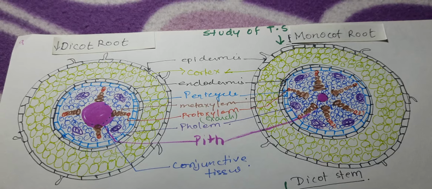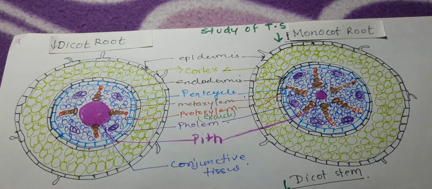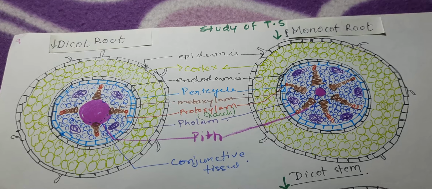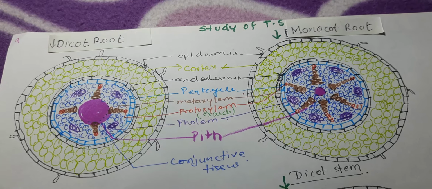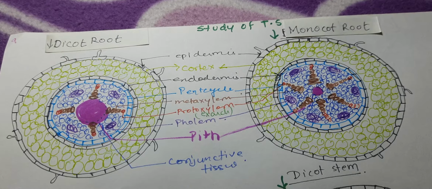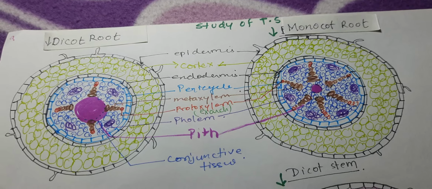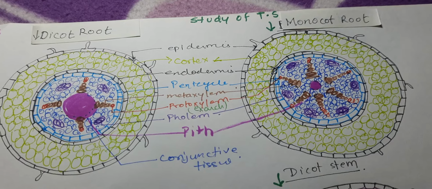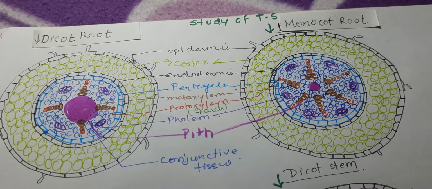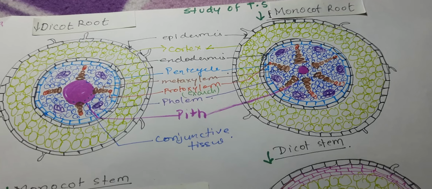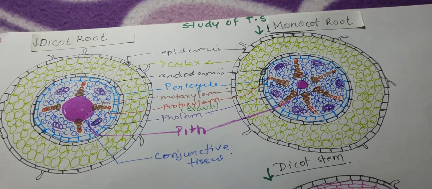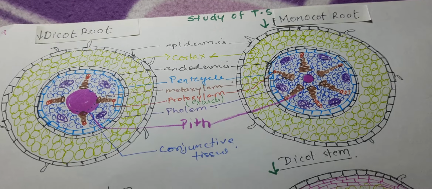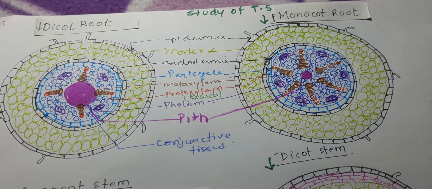Inner to that is pericycle. Now, the region which is inner to the endodermis is known as stele, which consists of pericycle, vascular tissues, pith, and all these things. So, endodermis and after that pericycle, then you will see the vascular bundles are different in dicot and monocot. The numbers are different: in dicot 2 to 4, whereas in monocot 6, more than 6.